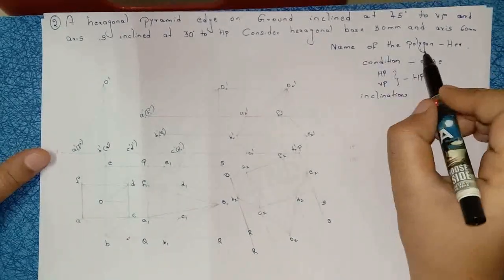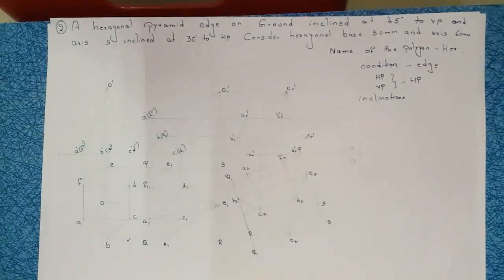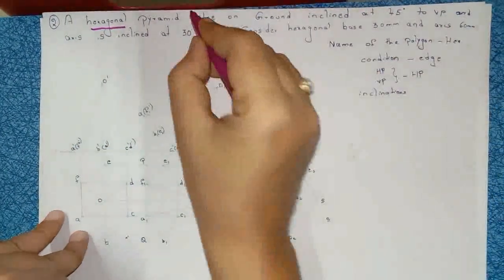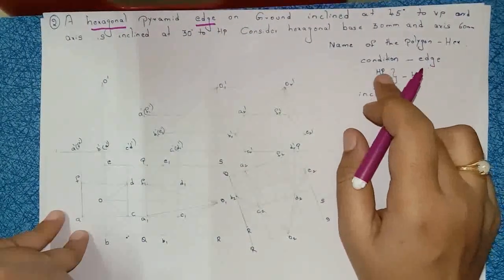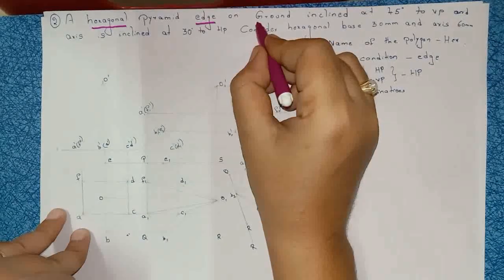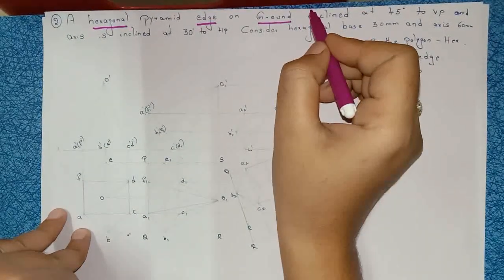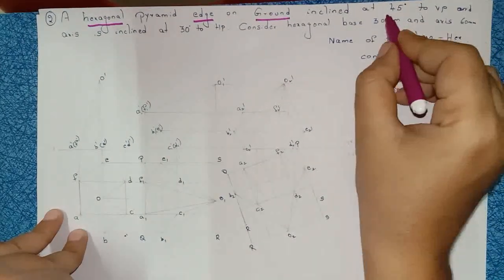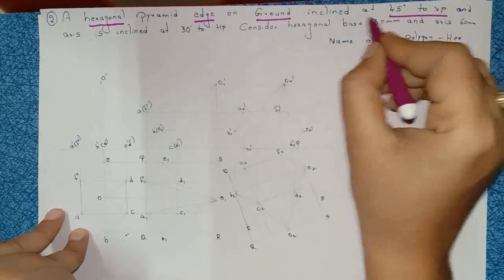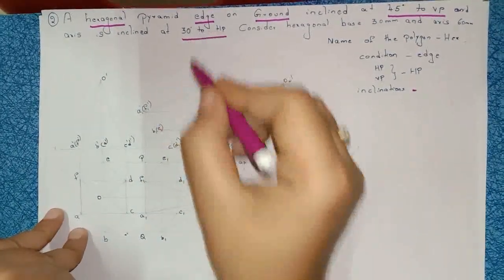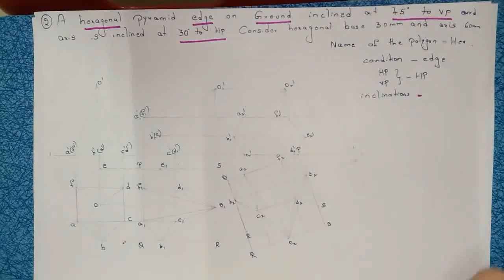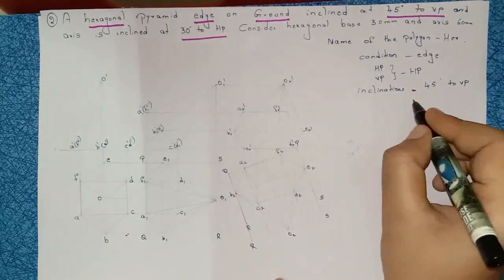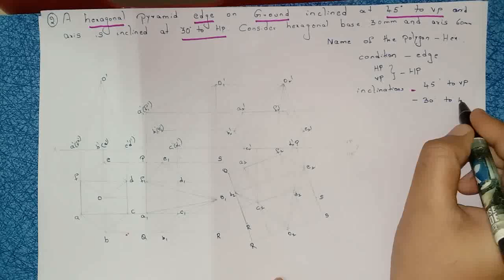Now, what is the name of the polygon? The name of the polygon is hexagon. What is the condition? Edge. Where do we have to start, on HP or on VP? They mentioned here on ground. Ground is nothing but the horizontal plane, so we have to start the problem on the horizontal plane. What are the inclinations? 45 degrees to VP. Axis is inclined at 30 degrees to HP.